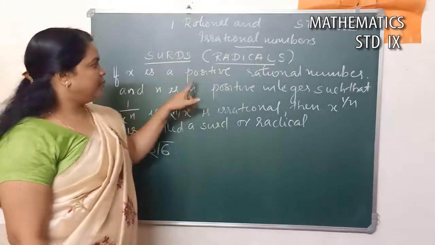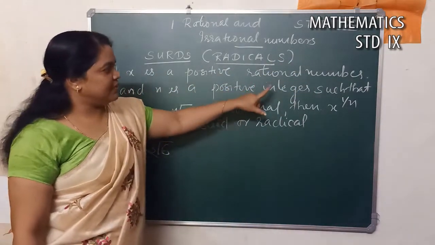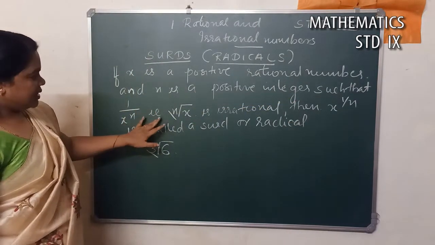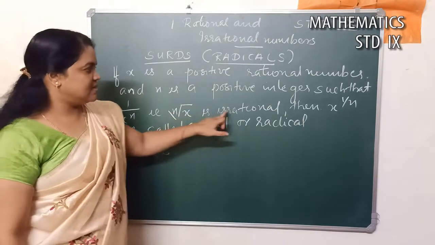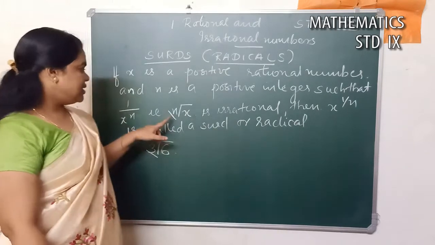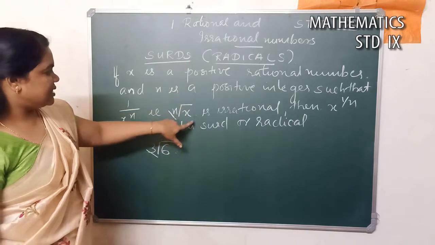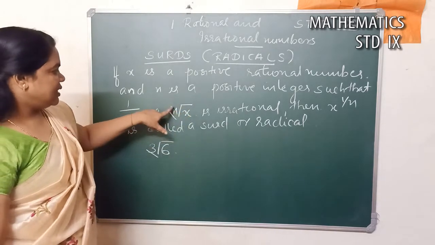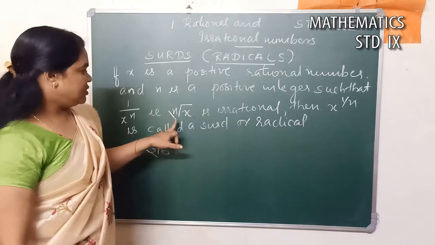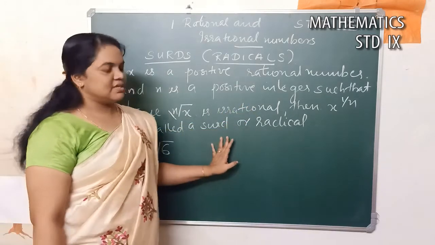If x is a positive rational number and n is a positive integer such that x raised to 1 by n, that is the nth root of x, is irrational, then x raised to 1 by n is called a surd or radical. Here x is a rational number, n is a positive integer, and the nth root of x is irrational, so x raised to 1 by n is a surd or a radical.